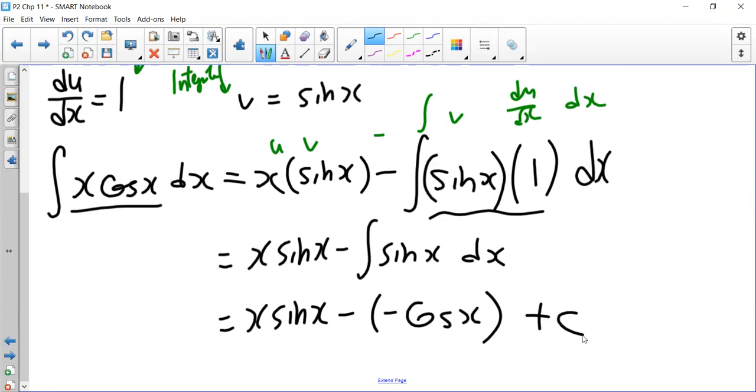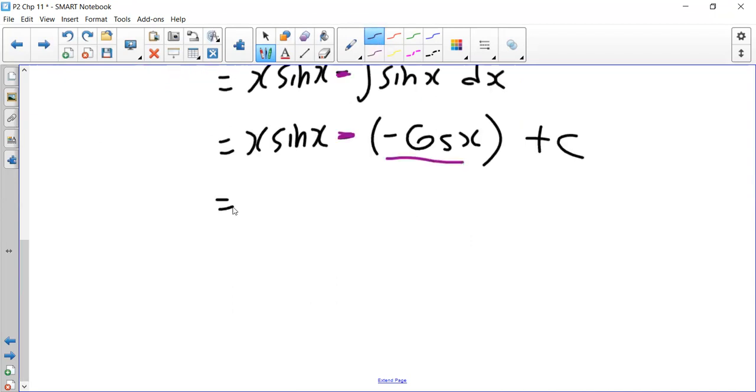Now we put a plus c. Note, I did not do the minus in one go. It's just me breaking down the process. So I put a minus in the front, I ignore the minus, I just leave the minus outside. And then I integrate sin x separately as minus cos x. Then I deal with the minus. Minus makes a plus, so it'll be x sin x plus cos x plus c.